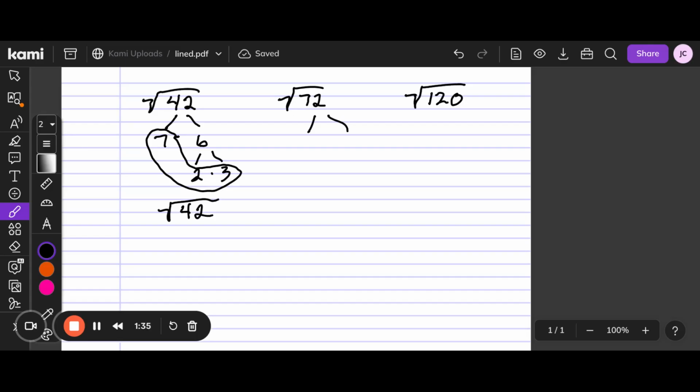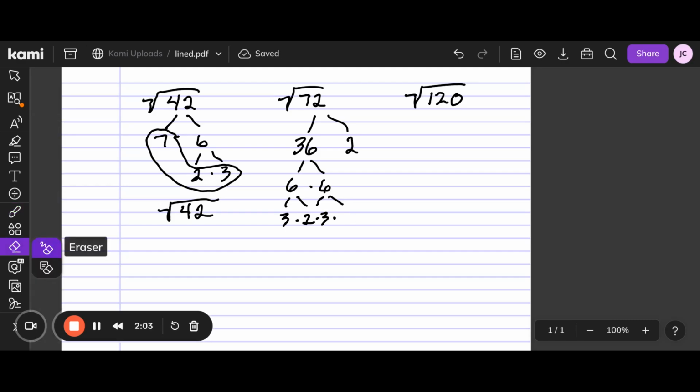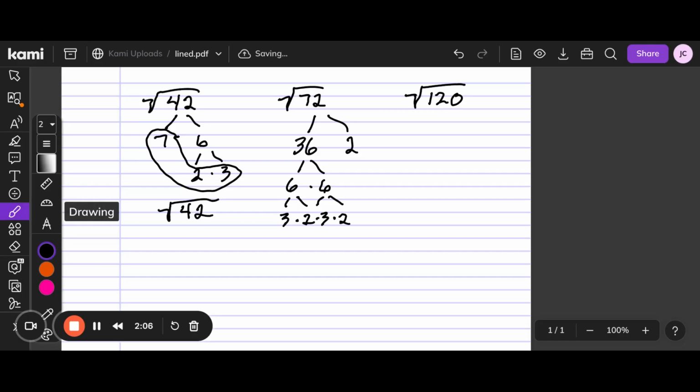The square root of 72, I'm going to say 36 times 2, and 36 is 6 times 6, and that is 3 times 2 times 3 times 2. All right, that's a 2, by the way. It looks a little bit like a 1. Let me fix that. It's a 2. All right, and so again, we're looking for pairs here.